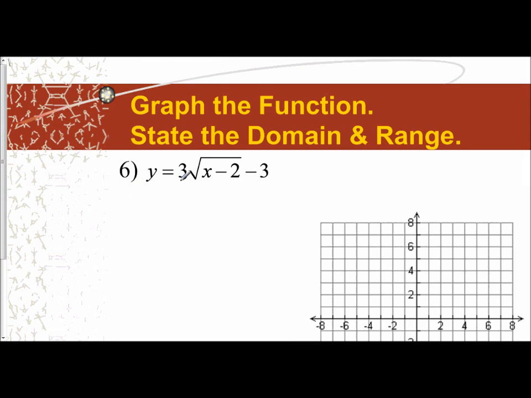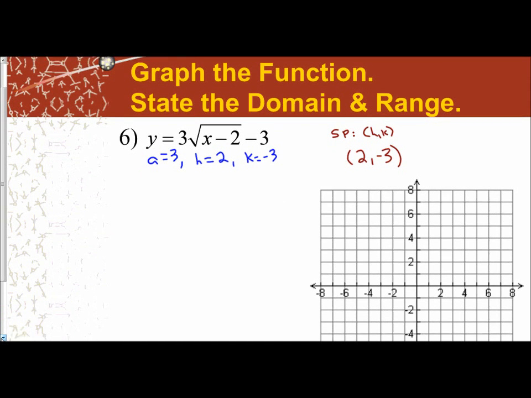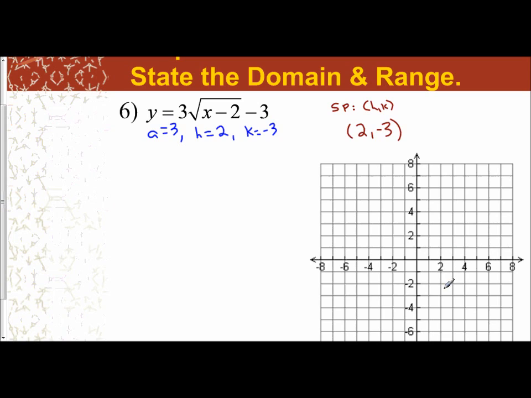We have y equals 3 times the square root of x minus 2 minus 3. Again, your first step should be to identify your a, your h, and your k values. So a is 3. h here is positive 2. And k is negative 3. And right away, that tells me I know my starting point, h, k. My graph is going to start at the coordinate 2, negative 3. And so I can plot that right away. I know 2, negative 3, my square root graph is going to start right here.